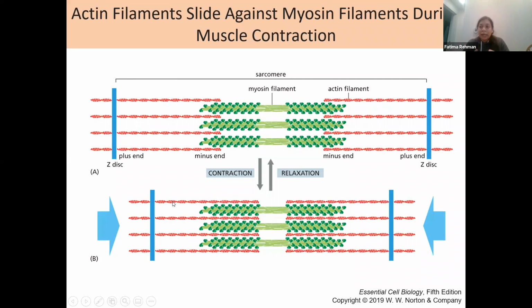However, when they're fully contracted, all the myosin heads are going to be interacting with actin filaments, and only the tails are going to be exposed. Everything else, so there is a marked shortening of the sarcomere when it is in the fully contracted state.